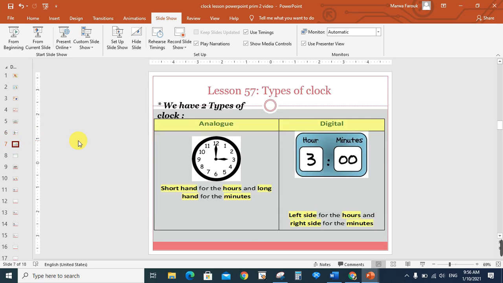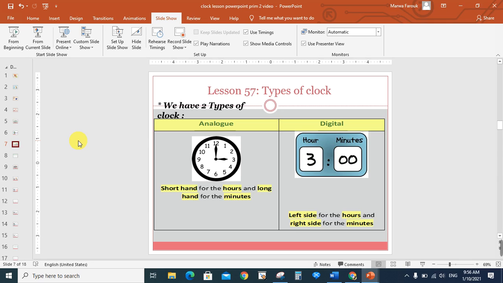And here is lesson 57, types of clock. We have two types of clock, analog clock and digital clock. Analog clock here, short hand for the hours and long hand for the minutes. Repeat after me again, short hand for the hours and long hand for the minutes.